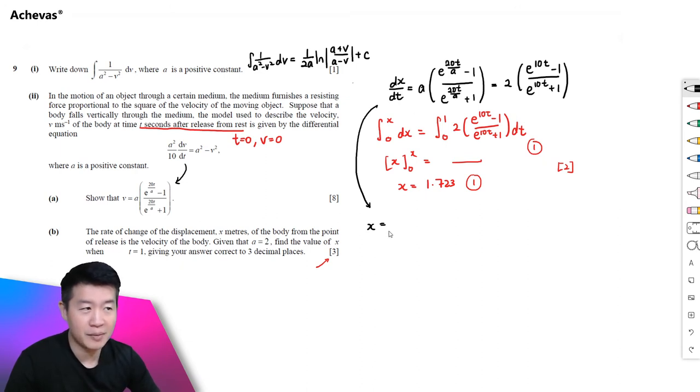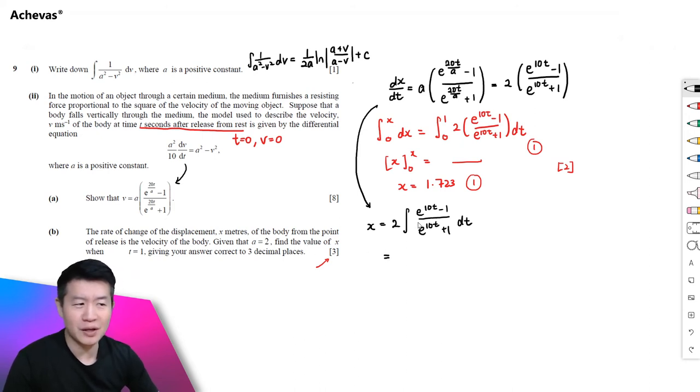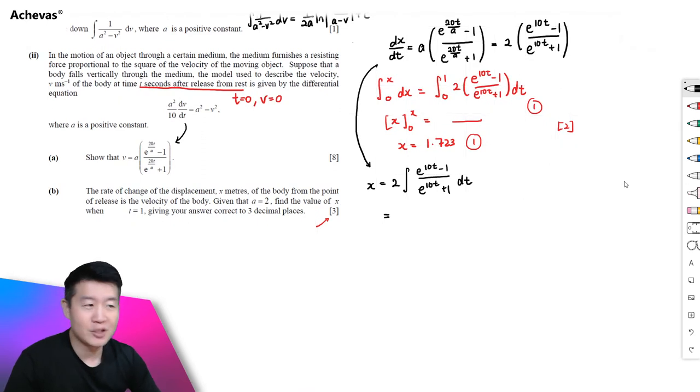So on the left-hand side, it will become x. On the right-hand side, it is just going to be 2 integration, no, it is an indefinite integral. So integrating (e^(10t) minus 1) divided by (e^(10t) plus 1) dt. And I ask myself, very honestly, I would have done this manually because of the 3 marks. Especially if it comes out in the A level, I would definitely not just press it into a calculator directly. Okay, let's try to integrate this.